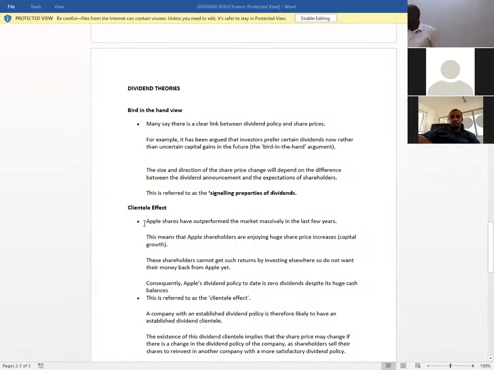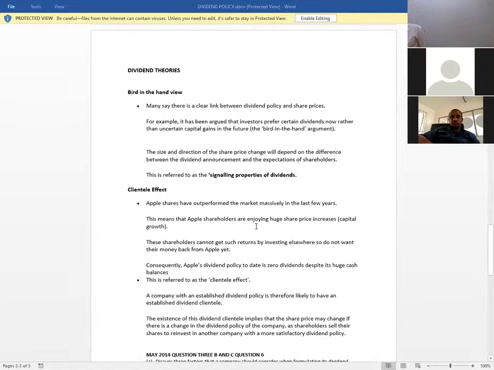The next one, ladies and gentlemen, the other theory which is quite important is what we call the clientele. It's quite easy. Apple shares have outperformed the market massively in the last few years. This means that Apple shareholders are able to enjoy huge share price increases, capital growth. These shareholders cannot get such returns by investing elsewhere, so they do not want their money back from Apple yet. They would want Apple to retain their money. Consequently, Apple dividend policy to date is zero dividends despite its huge cash balances. So this is referred to as the clientele.